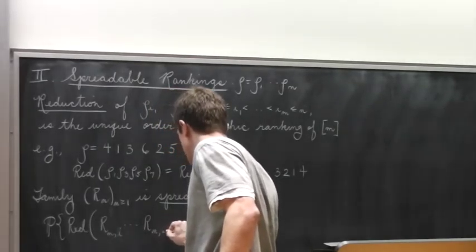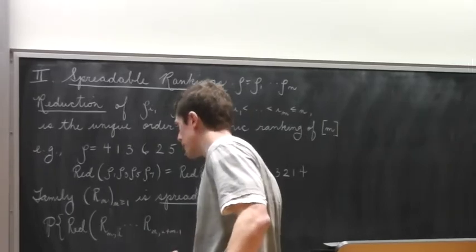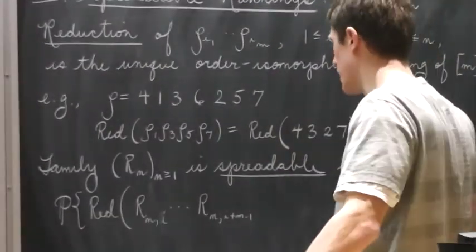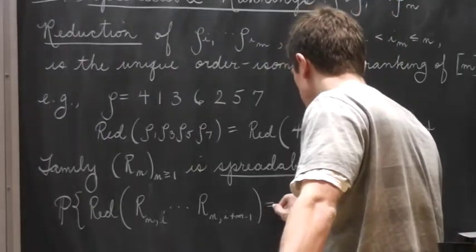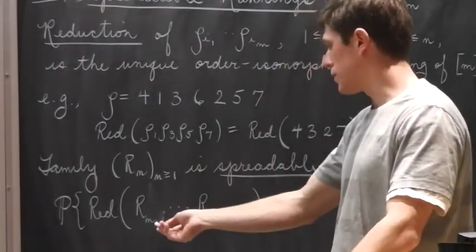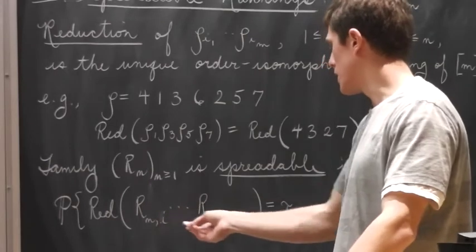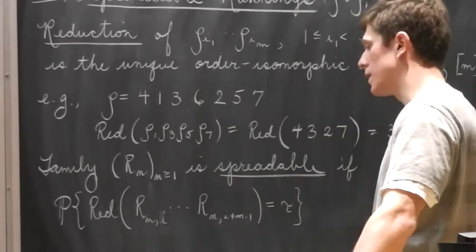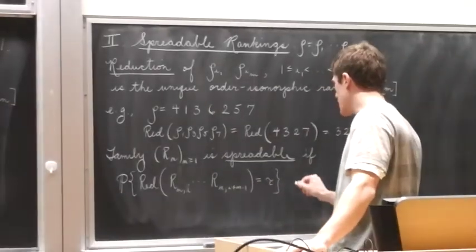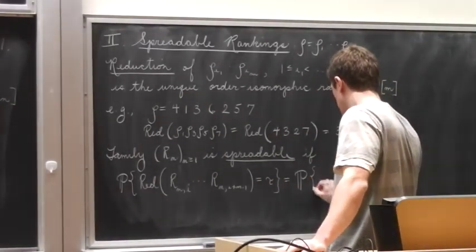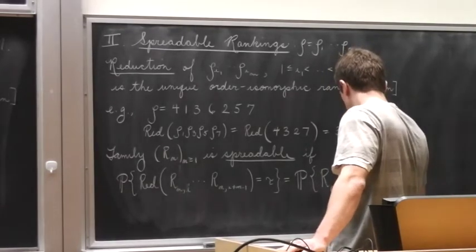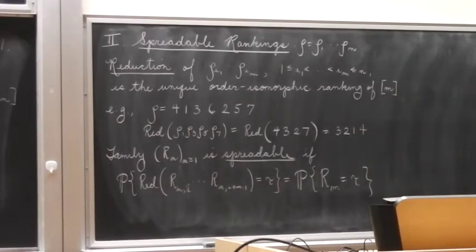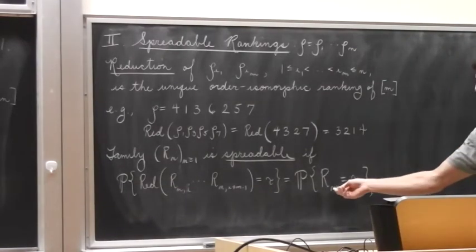So if I take any consecutive subsequence, I'm defining a special case of this, because the Mallows distribution doesn't satisfy the more general case. The probability that the reduction of a consecutive subsequence of length m, indices i up through i plus m minus 1, corresponds to some ranking of a set of size m is equal to the distribution for the ranking of size m.